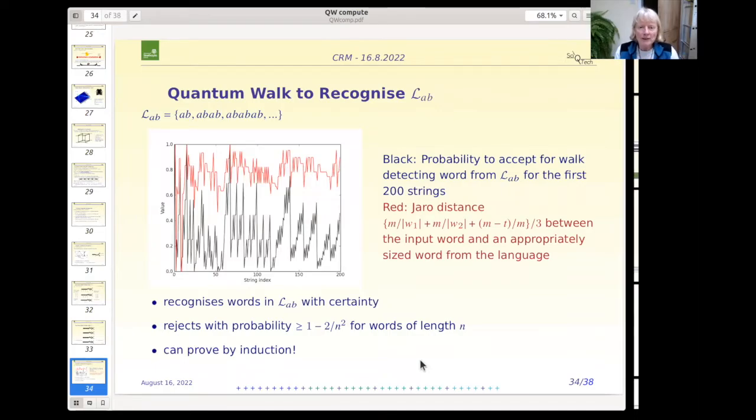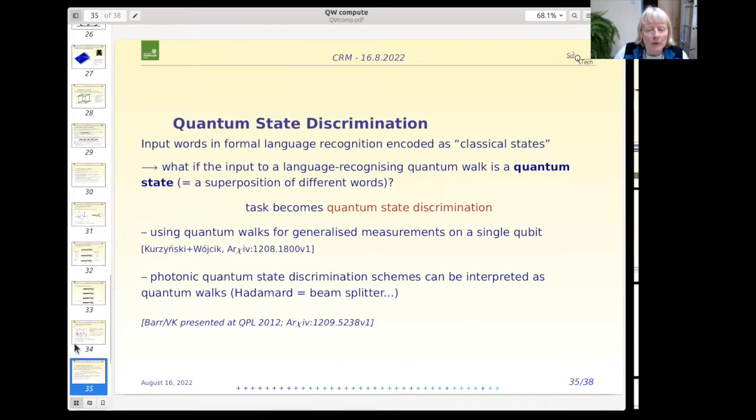So we can prove it with induction, and this is numerically testing it for the first 200 strings. So these are the words in the language, and then lots of words that are not in the language. So this is work by Katie Barr, who was my PhD student back then.